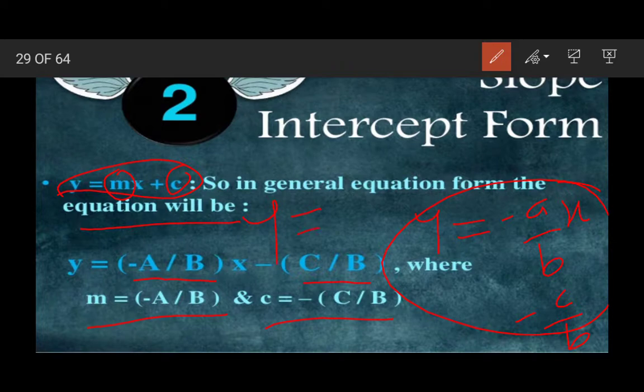We can also write this as y is equal to mx plus c, where m is the slope of a line. If the slope of a line is given and the constant is given, then y is equal to mx plus c.